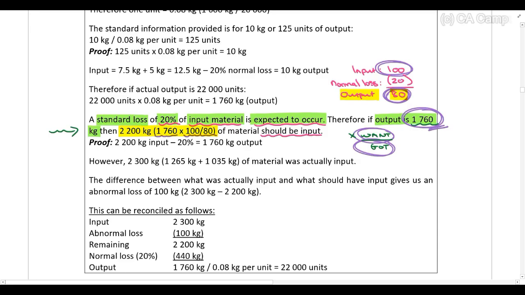They should input 2,200 kilograms because a normal loss of 20% is expected to occur. And that will then leave you with output of 1,760 kilograms, which is what we calculated the actual output is. So to achieve that actual output, they should have input 2,200 kilograms. That's what they should have input in order to achieve an output of 1,760 kilograms. However, what did they actually input into the production process?